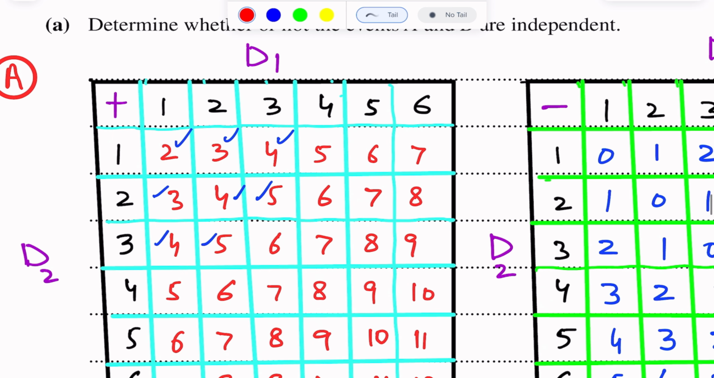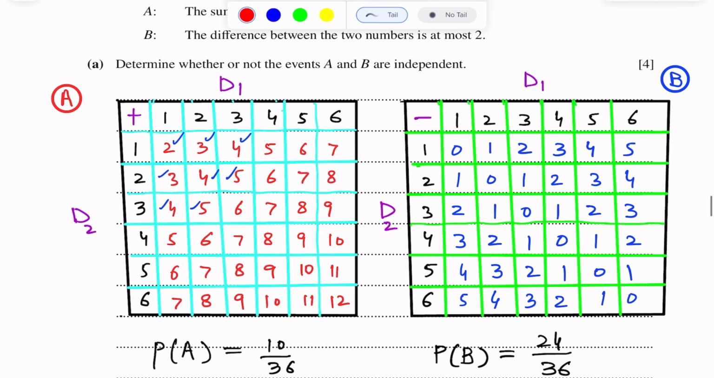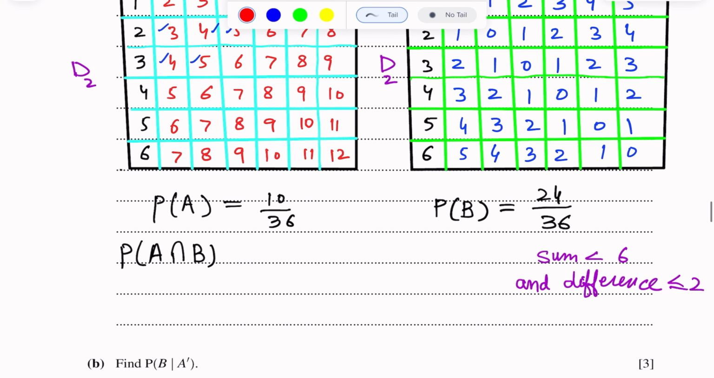So these are the numbers in which the difference is less than or equal to 2: 1, 2, 3, 4, 5, 6, 7, and 8. So these are the numbers whose sum is less than 6 and difference is less than or equal to 2. These are 8. So we write here probability of A intersection B is equal to 8 over 36.